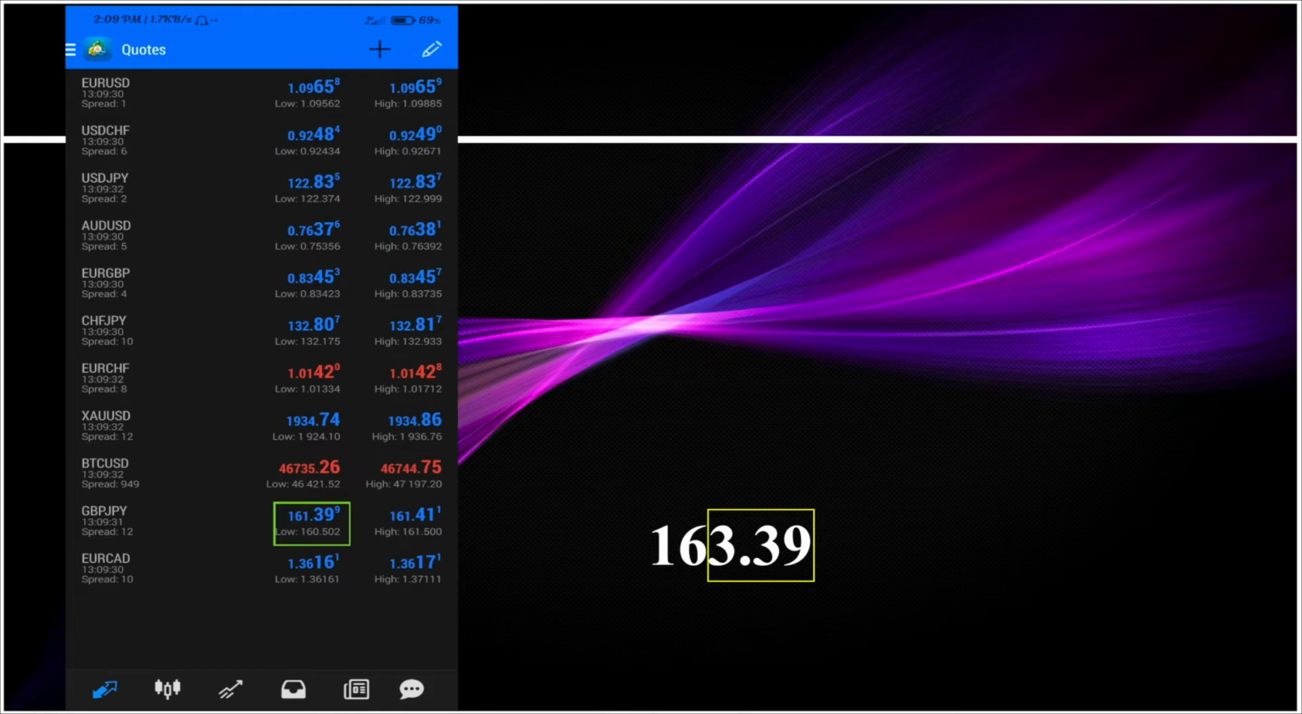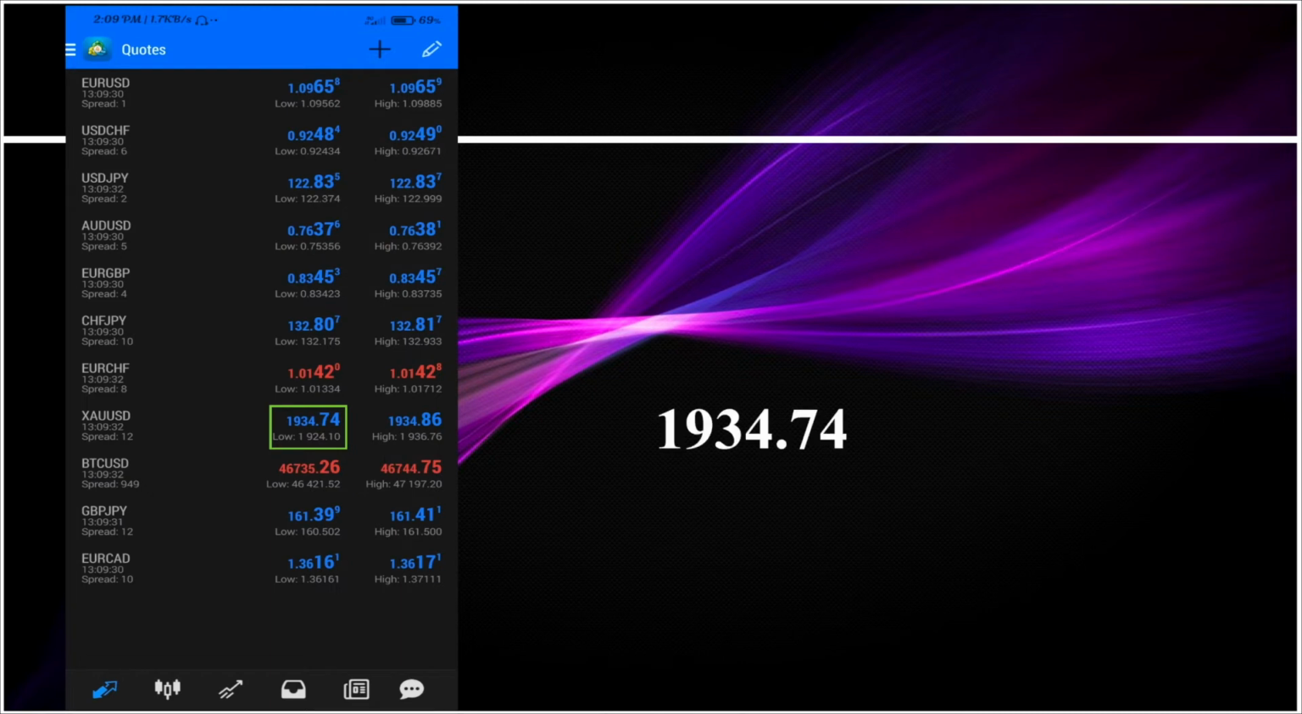The same thing goes with subtraction. Just the same way you add, that's the same way you subtract. The last example here is gold, which is XAU USD. The value here is 1934.74. So we have another exception here. Gold pip calculation starts from the first number after the decimal point, which is in this case 7. So we start the calculation from 7.